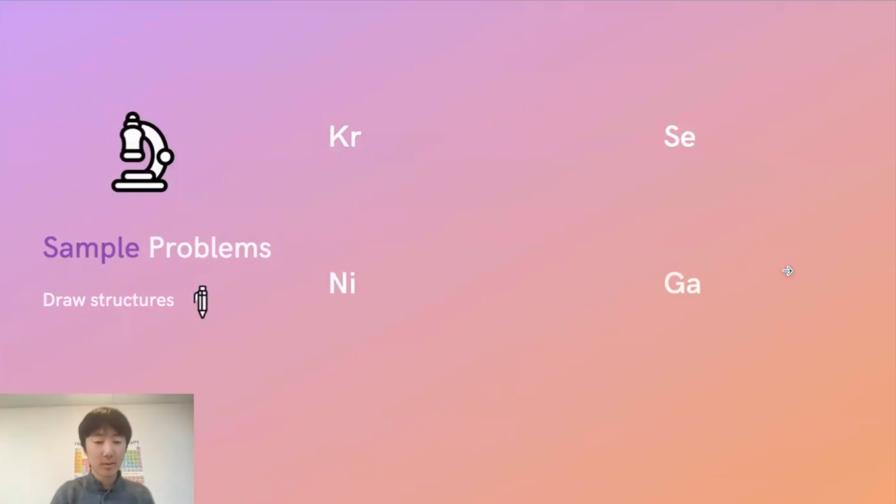Get a paper and a pen. You can pause this video and draw the Lewis structures for krypton, selenium, nickel, and gallium. Right now I'm going to go forward and show you the answers.